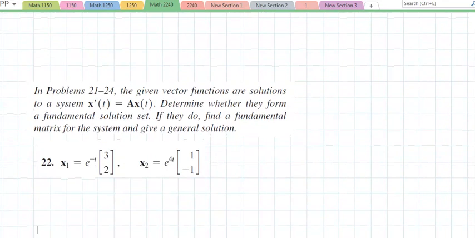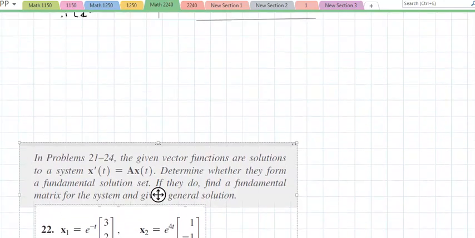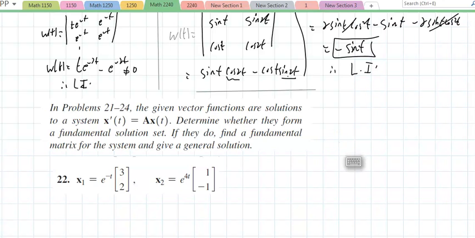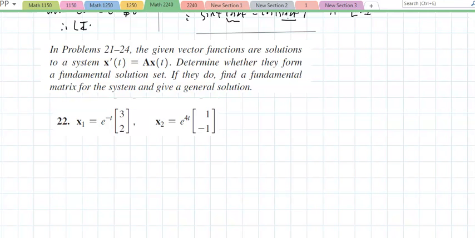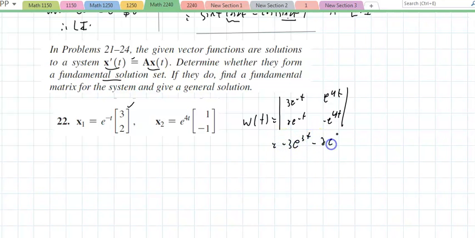And if I take the last problem, the given vector functions are solutions of this equation. Determine whether they form a fundamental solution. So they're telling you this is a solution and this is the solution. So what do you do? You figure out the Wronskian. The Wronskian of t is really the determinant of 3e to the negative t, 2e to the negative t, and e to the 4t and negative e to the 4t. And that would be negative 3e to the 3t minus 2e to the 3t, which is negative 5e to the 3t, which can never equal 0, therefore linearly independent.